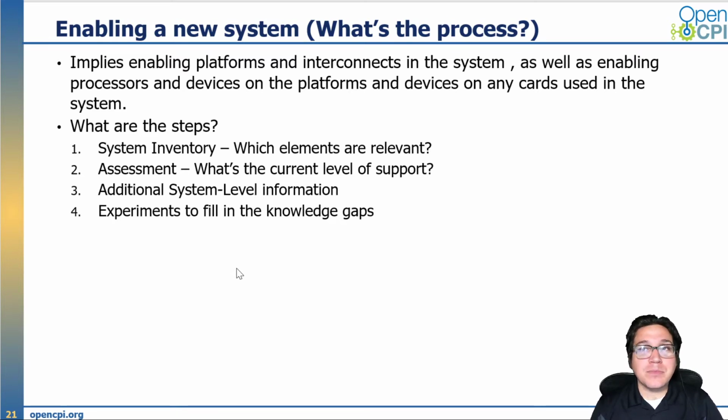So enabling a new system. What are the steps to do so? So the first step would be a system inventory, which elements are relevant of the platform that you want to enable with OpenCPI. Second would be assessment. What is the current level of support that the framework provides? Are there additional pieces that are missing that I need to develop? And then additional system information of the platform. Those being the data sheets, schematics, constraints files for FPGAs. And then if some of those things are missing to complete the project, then you would have to experiment and fill up those knowledge gaps.